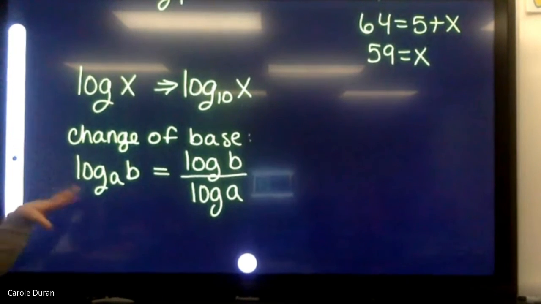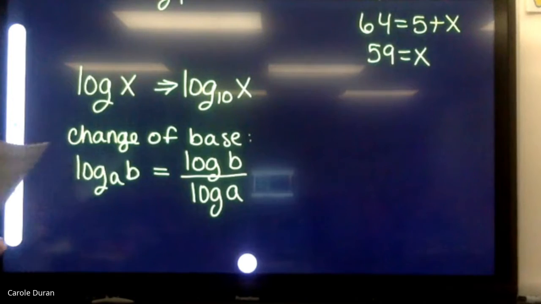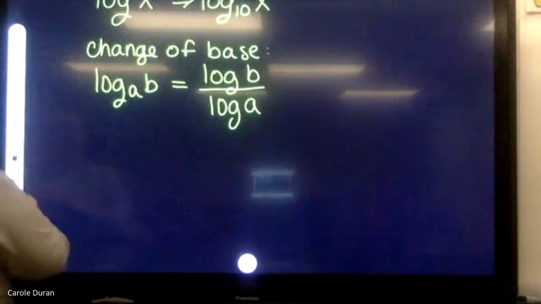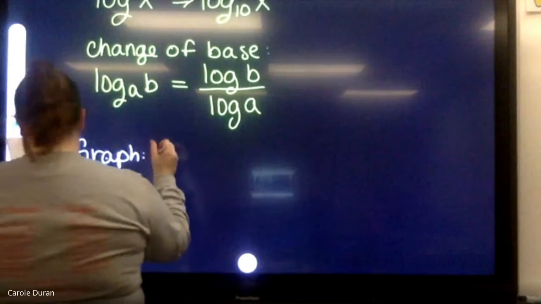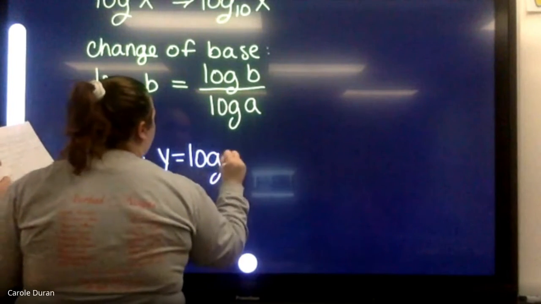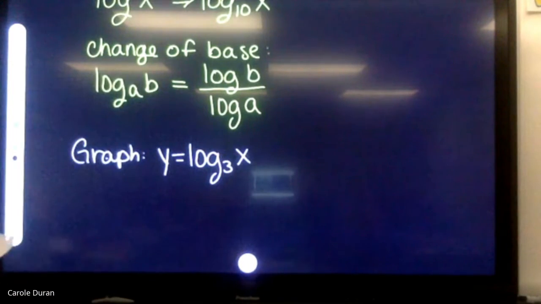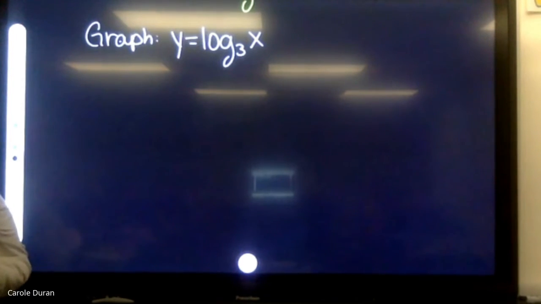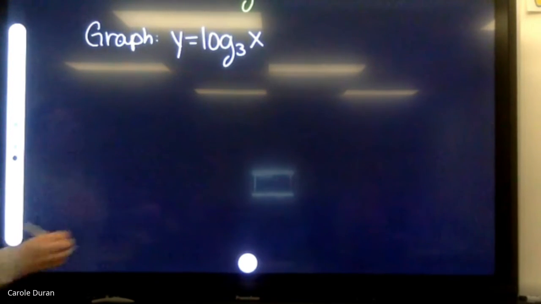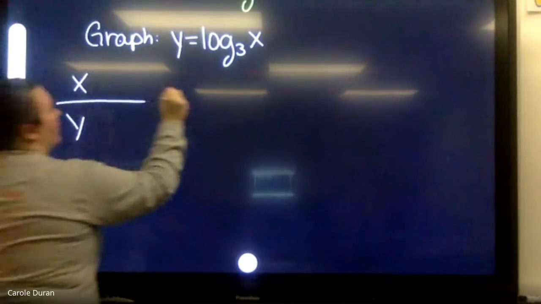This is how we graph logarithmic functions. This is the easiest way. So using this, I would like to graph y equals log base 3 of x. When we're graphing logarithmic functions, I'm never going to have a negative, and I'm never going to have it equal 0. So when I'm graphing this and plugging in x values, I'm going to start at 1.